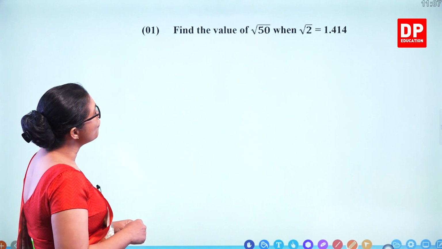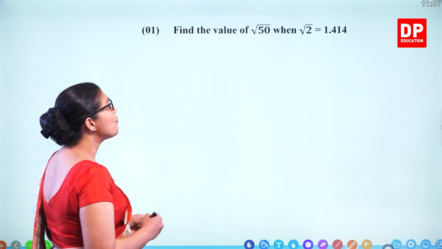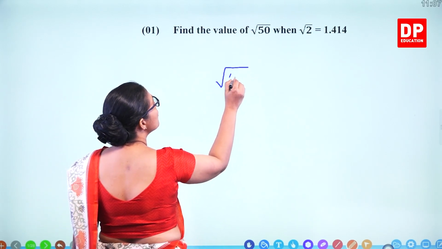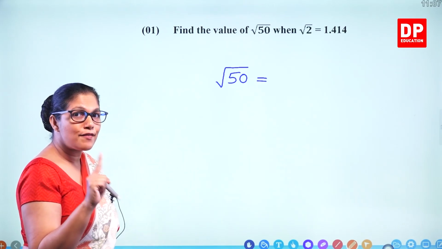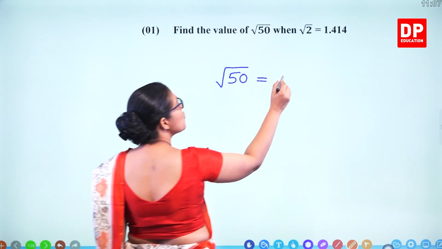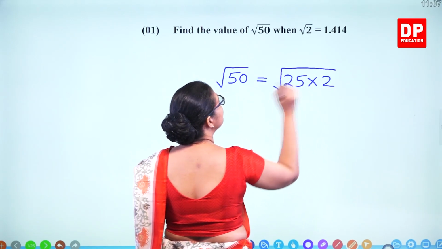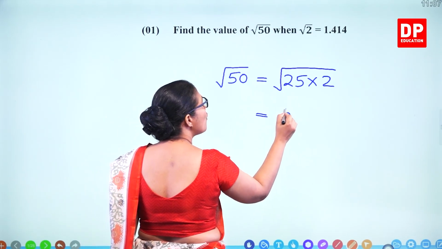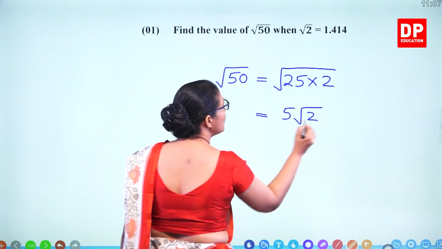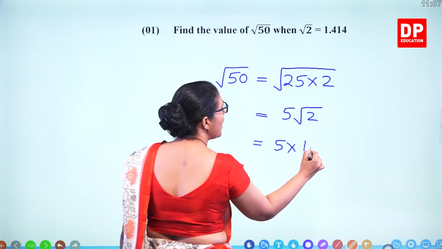Find the value of root 50 when root 2 is 1.414. So, root 50. How can we write root 50? Simplify this. 50 is 25 times 2. 25 is a square number. Always you have to think about a square number, then only you can simplify. Square root of 25 we know is 5. So 5 root 2. So that means 5 multiplied by the root 2 value.